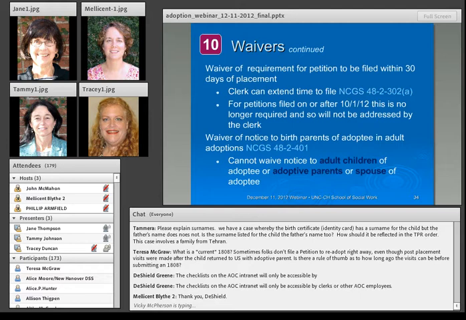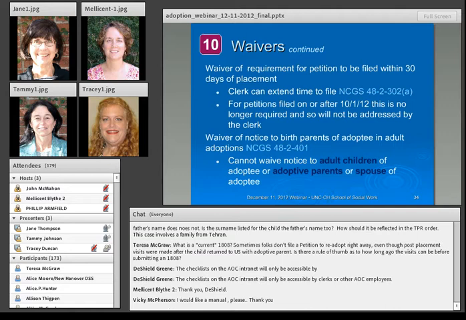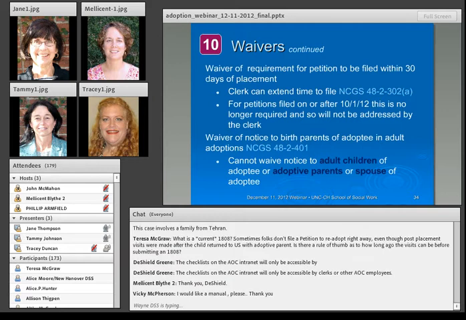Waiver of notice to birth parents of adoptee and adult adoptions. This is one of the most common errors that we find in adult adoptions: adult children are not served, or we don't have a waiver of service. Please make sure that on the petition, any adult children must be served with a 30-day notice. Or, as Jane said before, they can sign a waiver of notice, which means that they no longer are required to be served the 30 days.